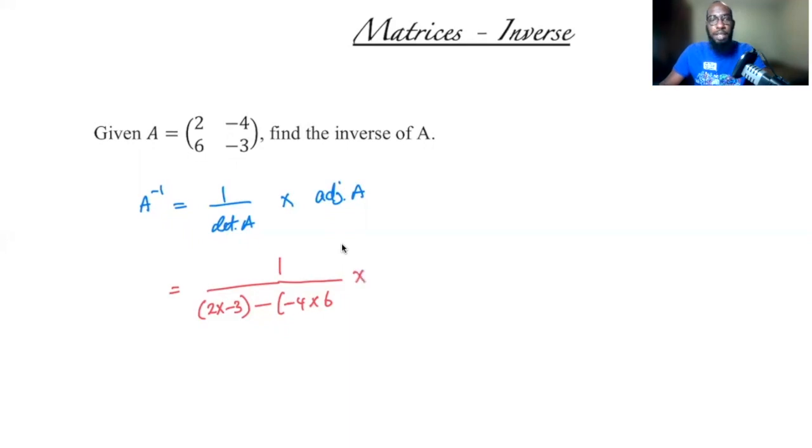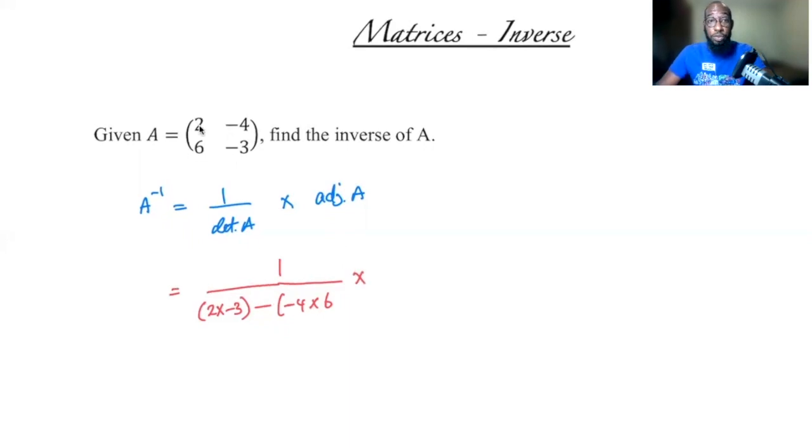All right, multiplied by the adjoint. Switch the position of these two numbers for the adjoint. So here you have -3, here you have 2, and you change the signs for these two numbers. So here you have +4, here you have -6. That is what you do for the adjoint.